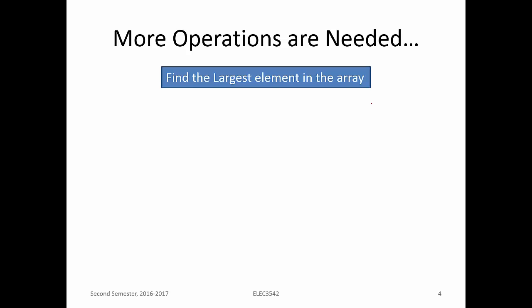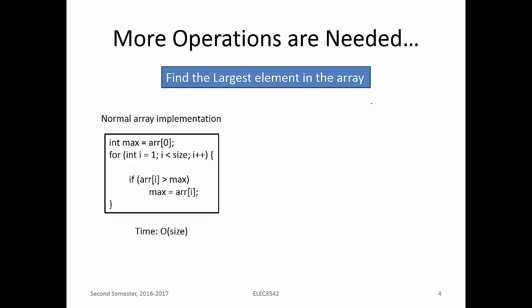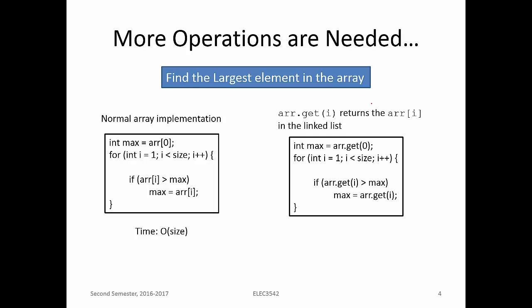Let's now look at the operation of finding the largest element in the array. When the traditional array is used, each element is visited once to locate the largest value, like the one here. The time complexity of this loop is big O of the size of the array. Suppose the get method is implemented as discussed before to access the array element at index i when the linked list is used. We can use the same loop structure to identify the largest element. However, this implementation is very expensive, as for every array element access, we have to traverse the list once.